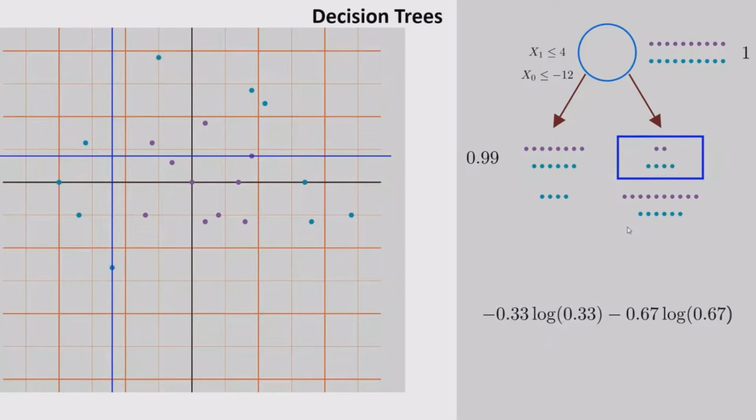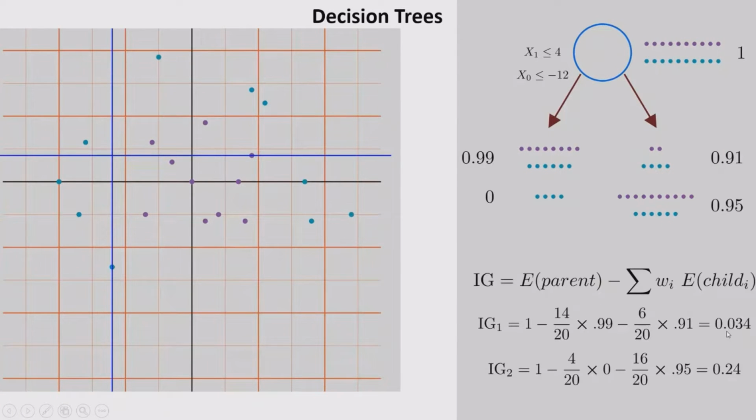In order to compute the information gain, you need the entropy of the parent node and the entropy of the child nodes. In the first classification condition, we had these two child nodes. In the second classification condition, we have these two child nodes. For the first condition, we computed IG1, which came to be 0.034. And in the second condition, we computed IG2, which came to be 0.24.